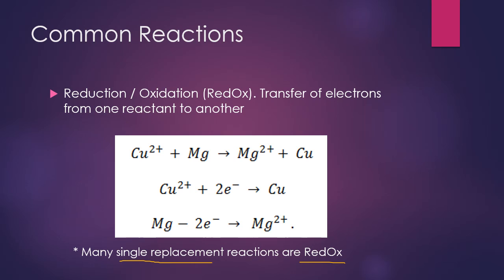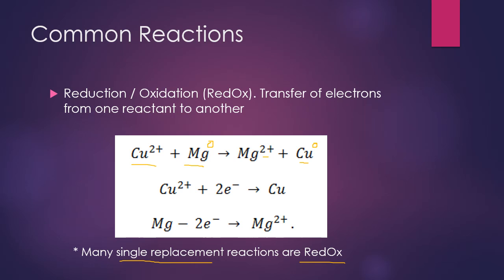What I have shown here are the half reactions. We have copper with a 2+ charge on the reactant side. We have magnesium by itself, so it has no charge, meaning since there's no charge in the upper right-hand corner, its oxidation state or charge is 0. On the product side now, we have magnesium with a +2 charge, and now copper's by itself. Well, when copper's by itself, it's neutral or has a charge of 0.